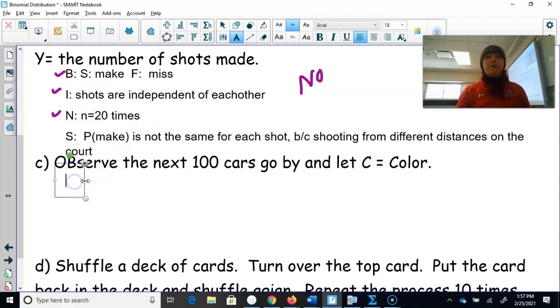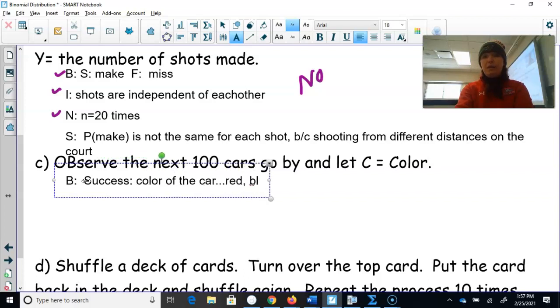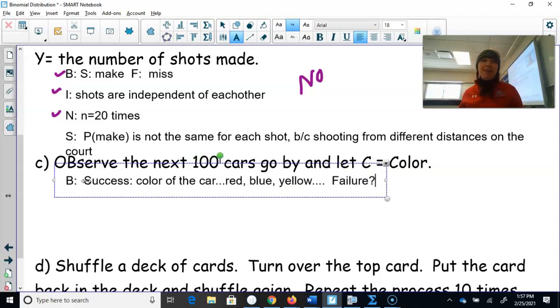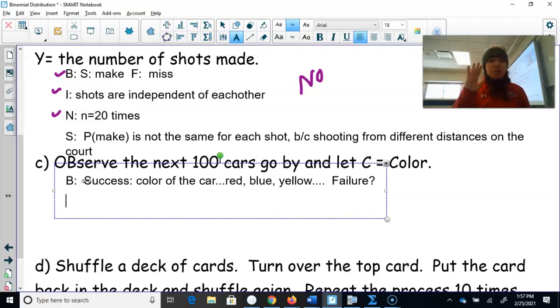Well, B stands for success, failure. What is our success? Our success is the color of the car. So it's going to be red, blue, yellow, so on. What's our failure? I don't know what our failure is. All cars have a color. We're recording it. So no, right off the bat, this is not a binomial situation.